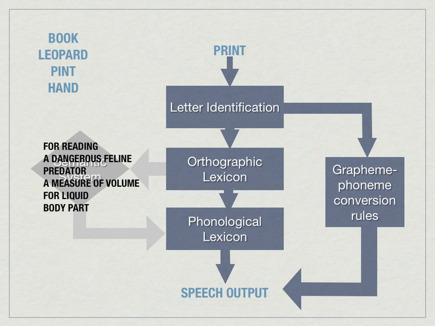At the same time, we understand the meaning of the word. Book is for reading, leopard is a dangerous feline, predator, pint is a measure of volume for liquid, body part is a hand. Those are the definitions, and of course, I'm not asking you to infer for 1 minute that that is sufficient in terms of what the semantic system represents. I'm giving you a toy view of some of the characteristics of the meaning that is represented in the semantic system.